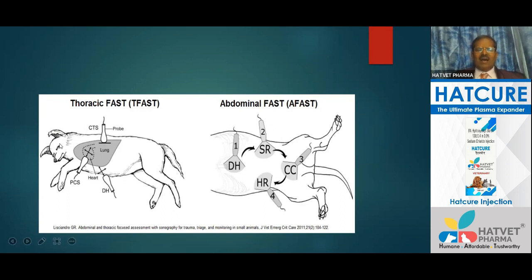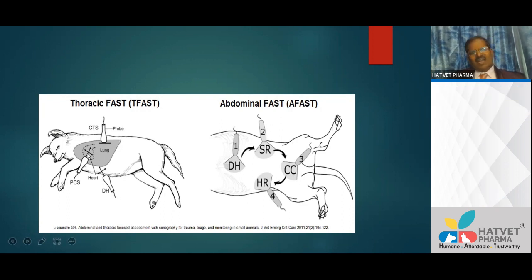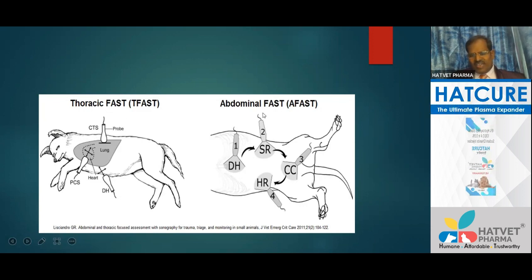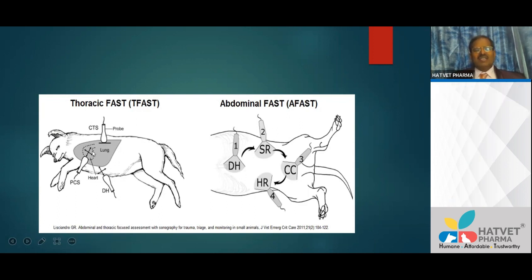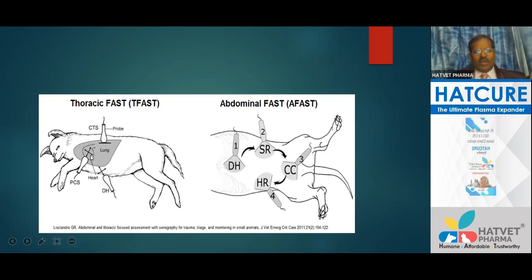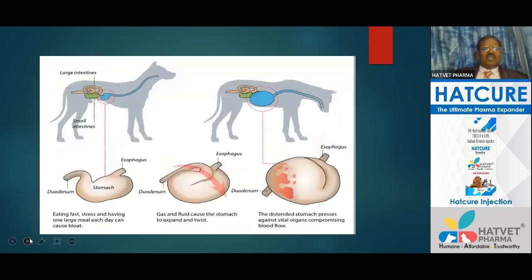Similarly, in thoracic accident or any accident cases, it is better to screen, do a T-FAST, and better to do an A-FAST, so that the accumulation of blood or fluid can be appreciated very easily. And similarly, with thoracic FAST ultrasound, you can appreciate the pleural fluid and pericardium. This is a message to the academicians and the practitioners.